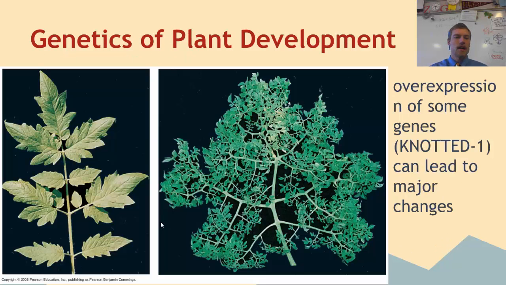We can also have issues arise because of manipulation of the genetics of plant development. So for example, this is a tomato plant. These are the normal plants over here. If you overexpress one of these genes, which is called the knotted 1 gene, it can lead to these super compound leaves where you get all these little tiny leaflets. It's interesting that you can have such a radical difference in the leaf structure just from the overexpression of one of these genes.